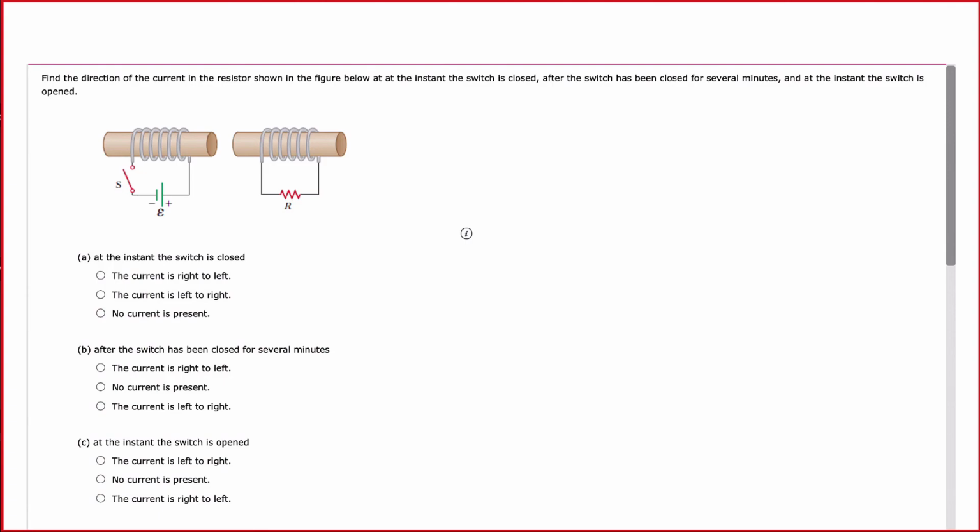Alright, so in this problem, we are going to find the direction of the current in the resistor as shown below at the instant that the switch is closed, after the switch has been closed for several minutes, and at the instant that the switch is opened. I will be answering part A and I'm going to leave part B and part C to you.